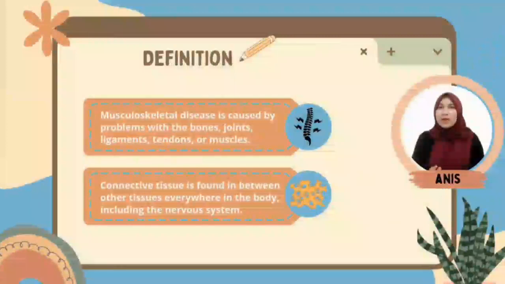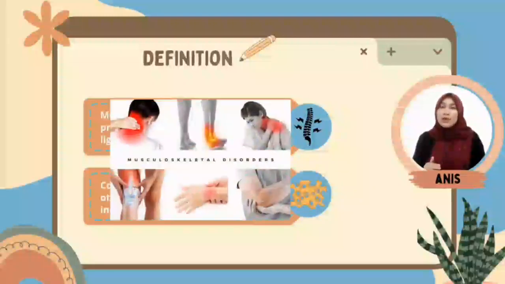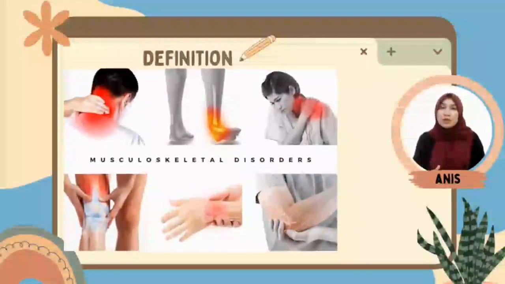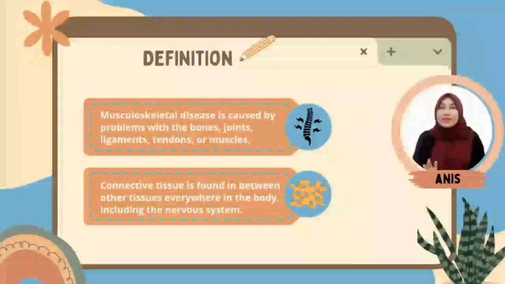For fact number 1, I will explain the definition of musculoskeletal and connective tissue. Musculoskeletal disorders include muscular, joint and bone diseases, as well as autoimmune and non-autoimmune disorders. Musculoskeletal pain affects bones, joints, ligaments, tendons or muscles. An injury such as a fracture may cause sudden and severe pain.